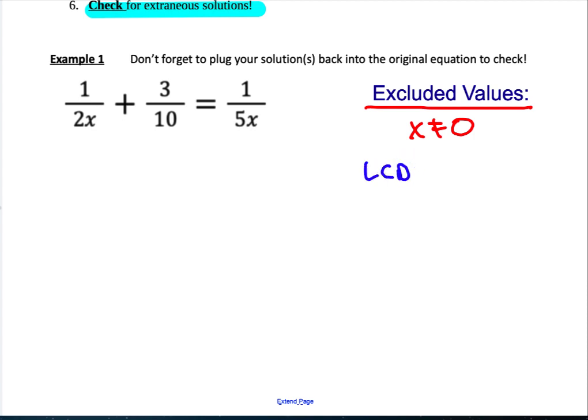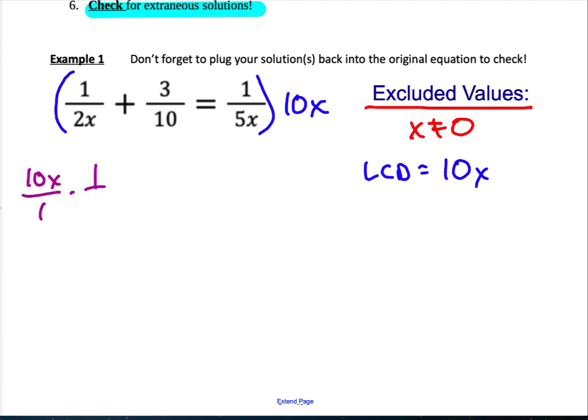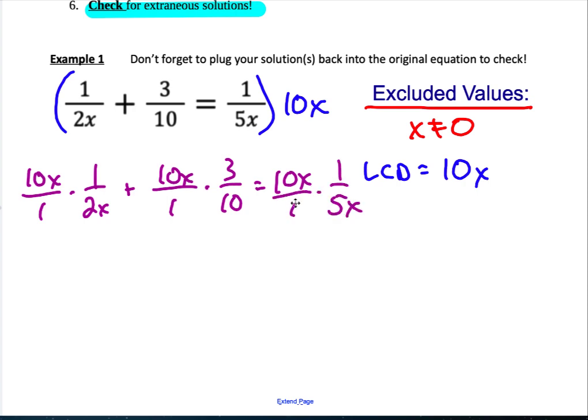Now I look for that least common denominator because I want to get rid of all of those fractions. Well, what could 2x, 10, and 5x all go into? Well, 2, 5, and 10 can all go into 10, and x can go into x. So I'm effectively multiplying this entire problem times 10x. Well, what that really means is each of these terms are going to get multiplied times 10x. So 10x times 1 over 2x, 10x times 3/10, and 10x times 1 over 5x.